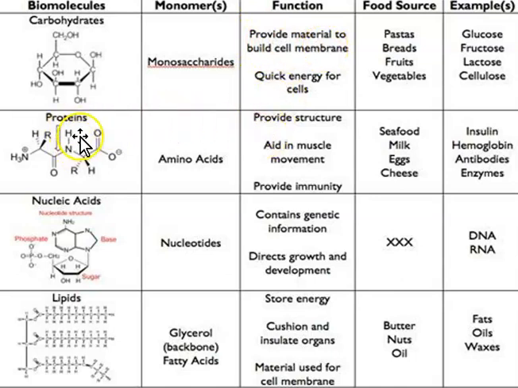Then we have proteins, which is what we're made out of, and they provide structure. They aid in muscle movement, provide immunity. They're also involved with hemoglobin in our blood. Then we have the lipids. Remember, we can find them in butter, nuts, and oil. And they store energy. And then we have nucleic acids, and their monomers are nucleotides, phosphate, sugar, and a base. And what do nucleic acids do? They contain genetic information, and they also direct the growth and development of a living organism. And there's 2 kinds of nucleic acids, DNA and RNA.